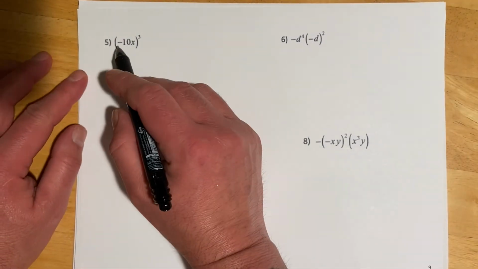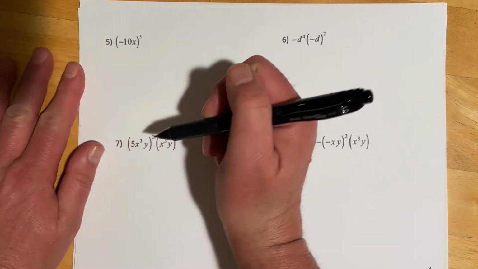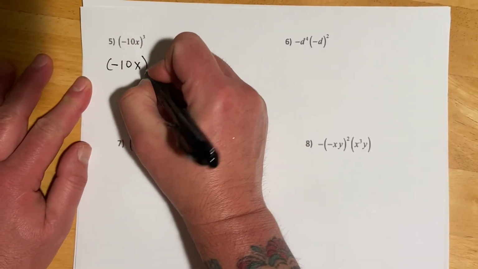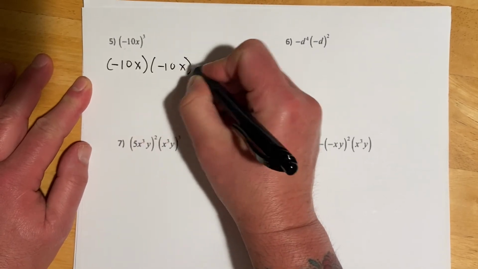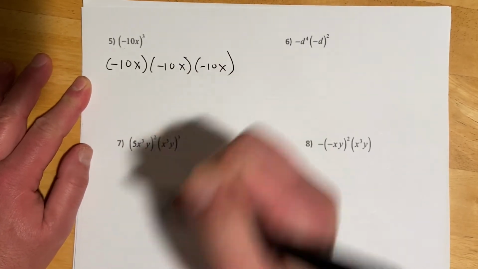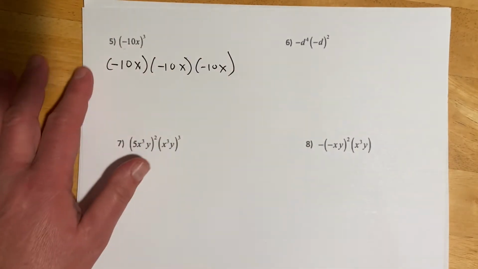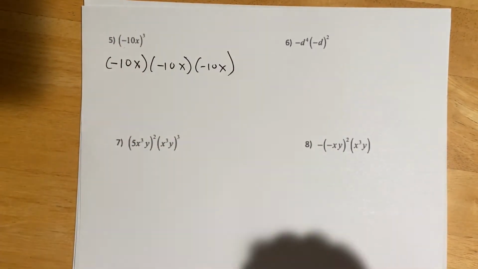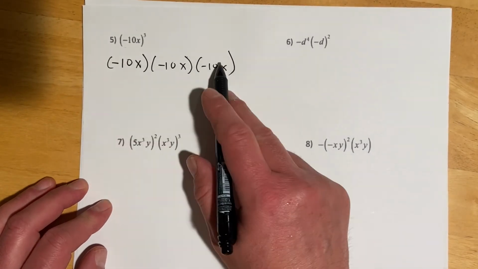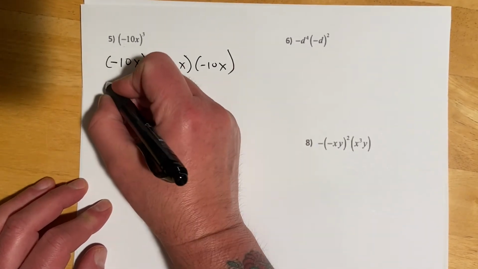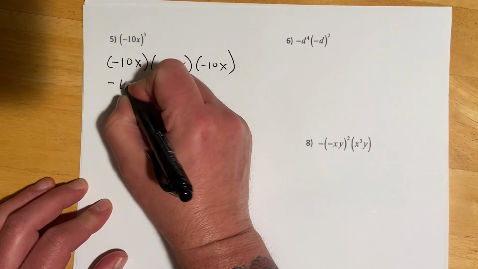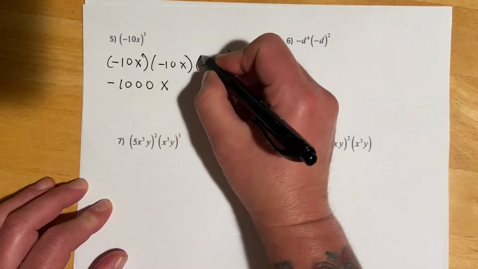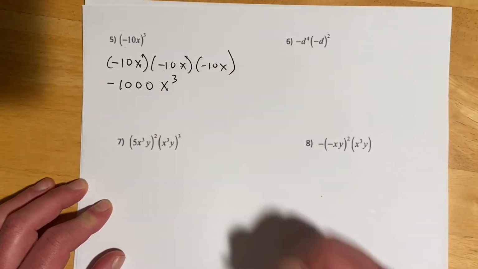Okay, next up we have negative 10x, and then that's quantity cubed. So this means the same thing as having negative 10x, negative 10x, negative 10x. I'm definitely not suggesting you write that out, but again, sometimes envisioning what it would look like helps you figure out what's going on with it. So this is negative 10, negative 10, negative 10, so 3 negatives would be a negative still, and then 1,000, and 1, 2, 3 x's, so we're adding those little invisible ones up there, so that would be x cubed.